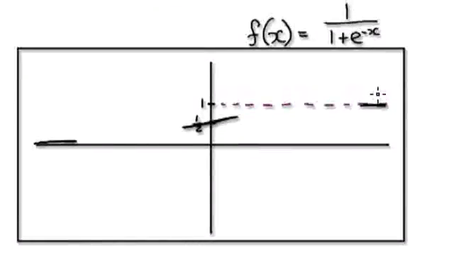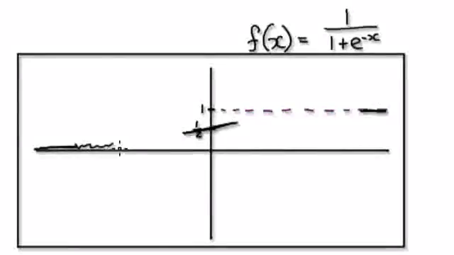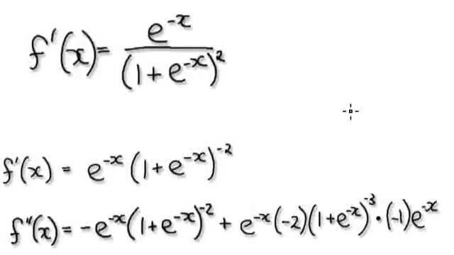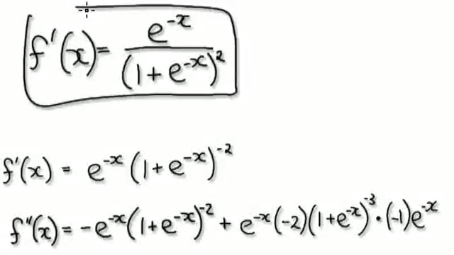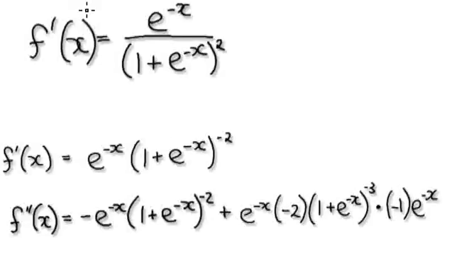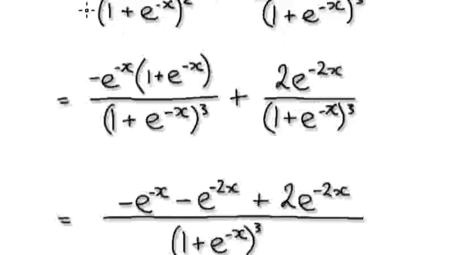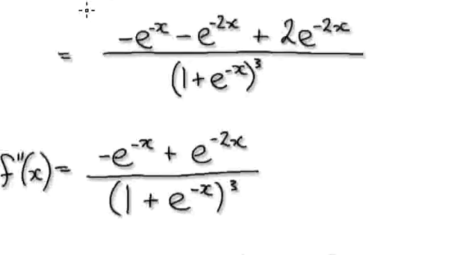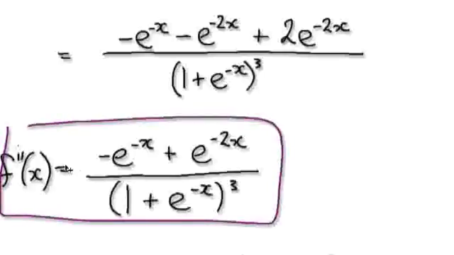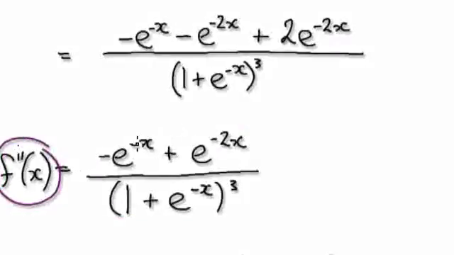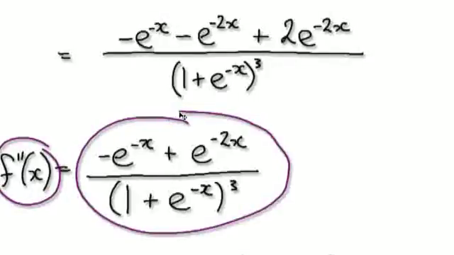We know our graph looks something like this, climbing all the time. Now we need to look at the concavity. So starting with f prime, differentiate it, and that gives you this thing here. This is our f double prime of x, the second derivative.